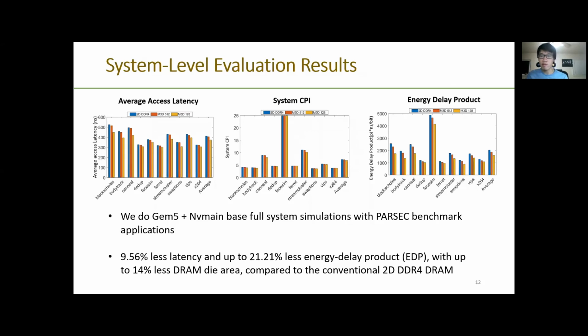We do a Gen 5 and NVMe based full system simulation with PARSEC benchmark applications, and the result shows 9.5% less latency and up to 21% less energy delay product with 14% less DRAM die area compared to a conventional DDR4.